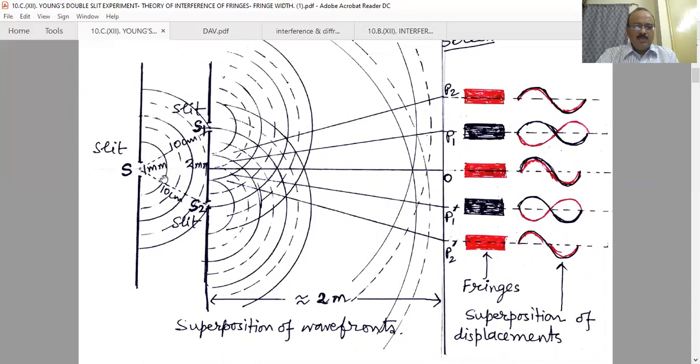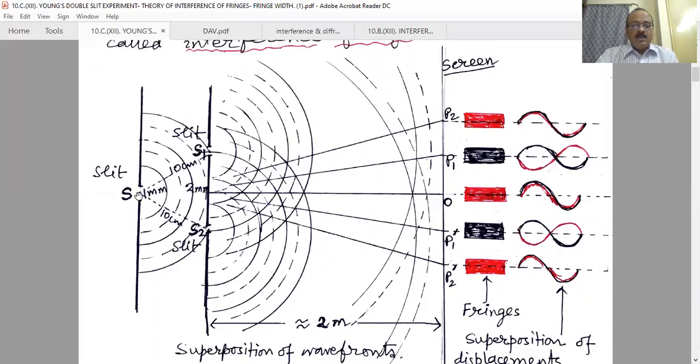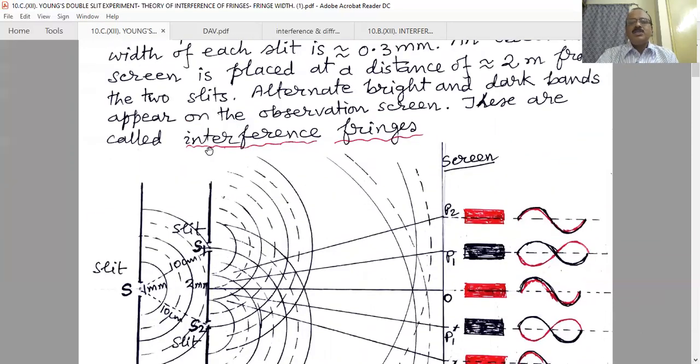Therefore, light coming from the slit S reaches S1 and S2 after equal distances. Therefore, S1 and S2 will always be on the same wavefront. Here, the wavefront will be cylindrical, because we are taking a linear source, since it is a slit. Now, S1 and S2 are always on the same wavefront. Therefore, S1 and S2 will always be in the same phase. In this way, Young, in his experiment, developed two coherent sources, S1 and S2.